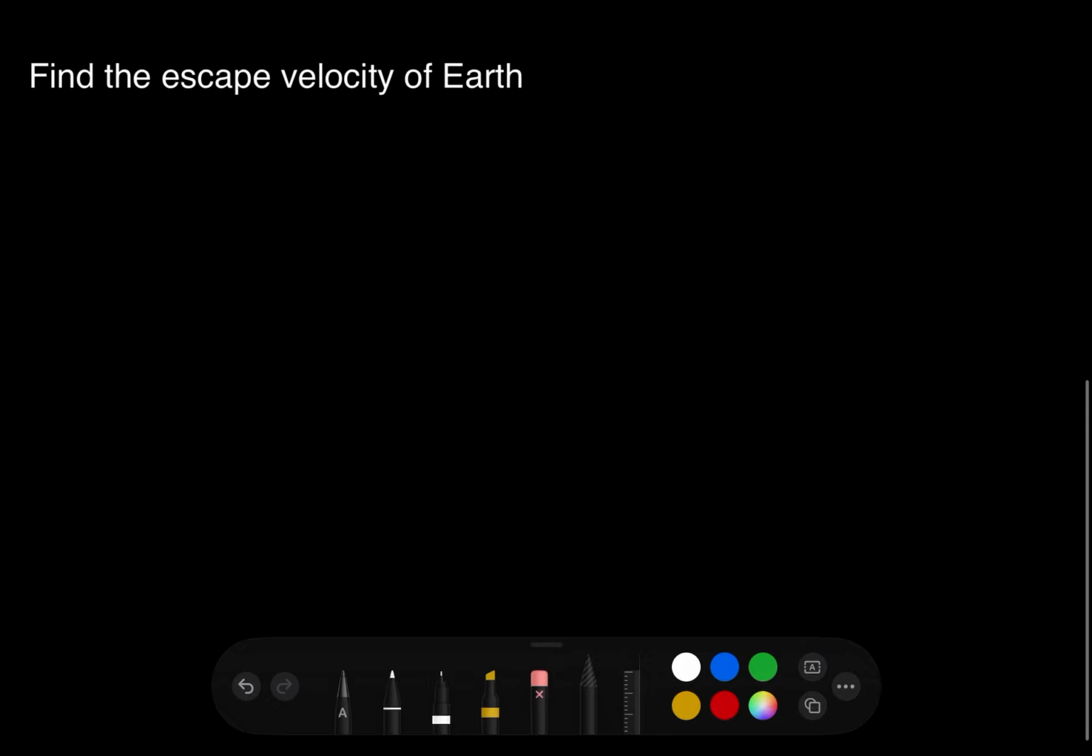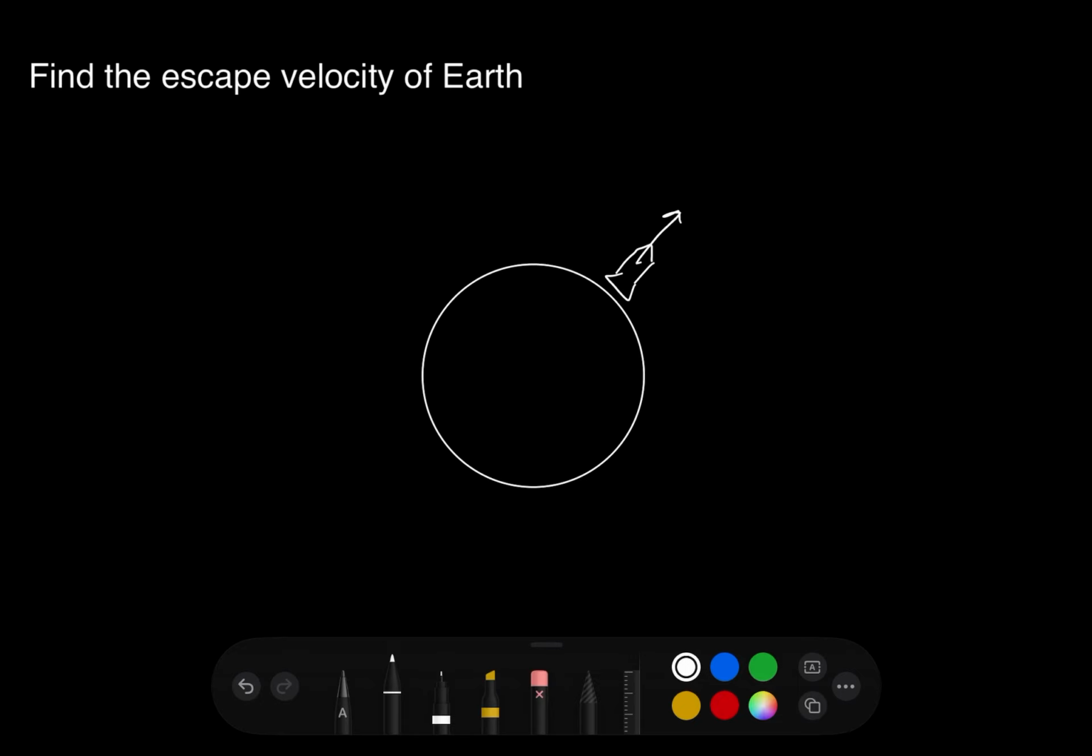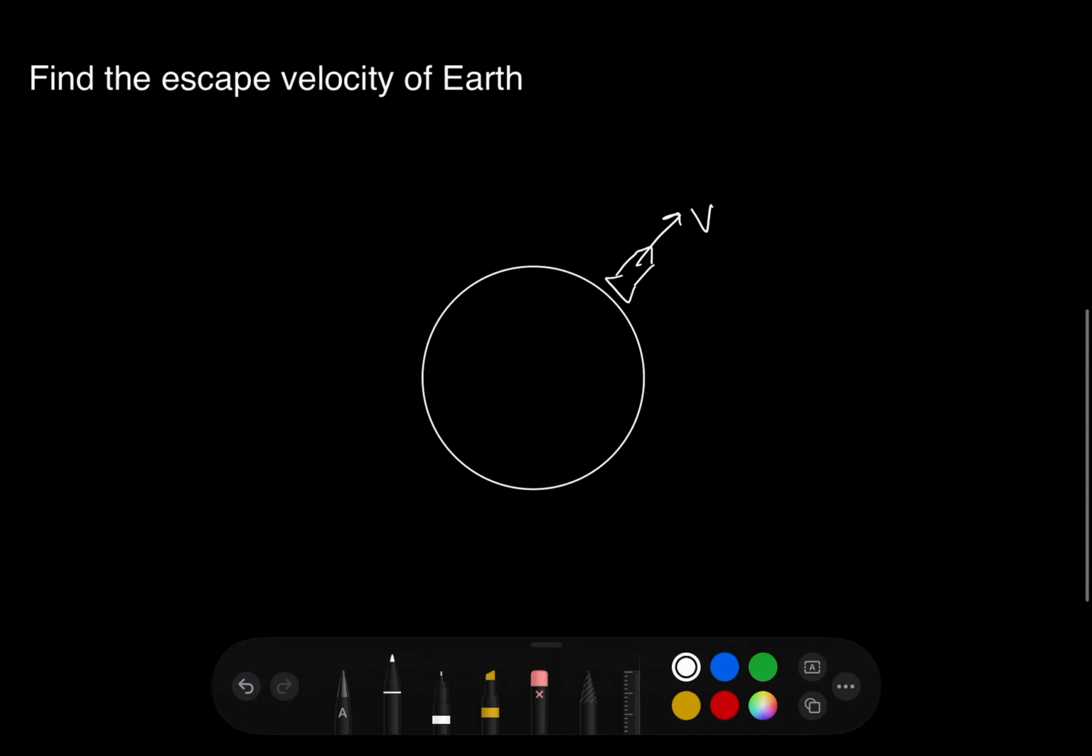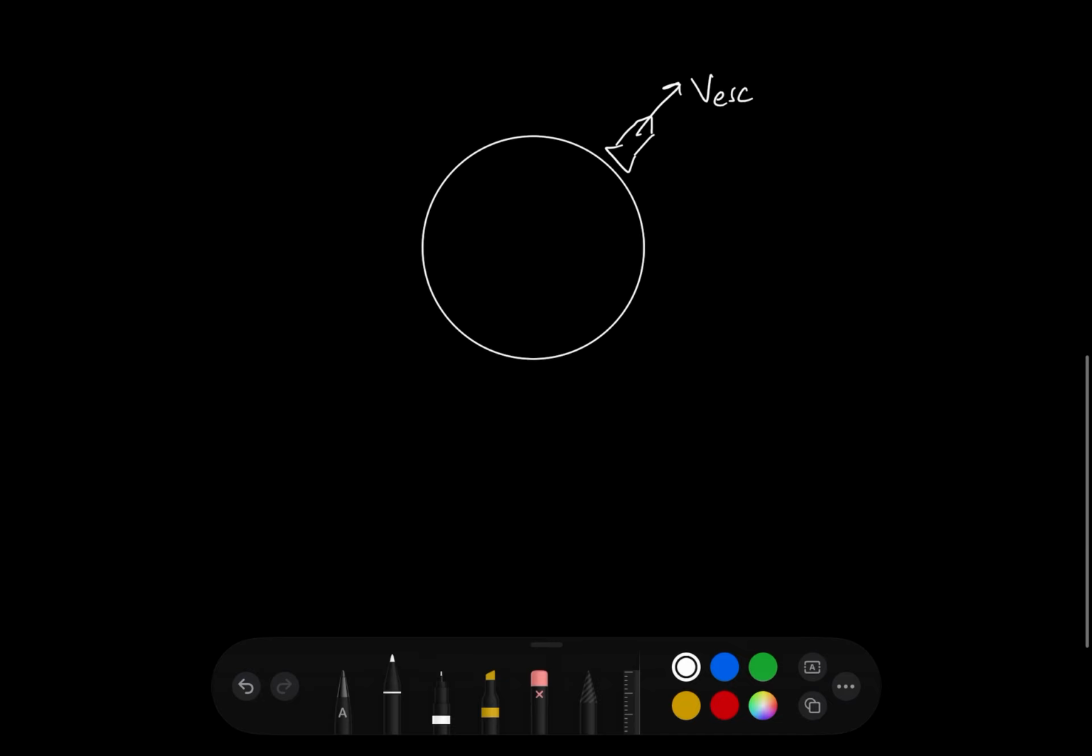So we need to find the escape velocity of the planet Earth. Let's start by drawing it out, and let's draw a little rocket on top. Somewhat badly drawn, but it'll suffice. So what we need to find is the escape velocity of the planet. Let's start by writing down what we know.